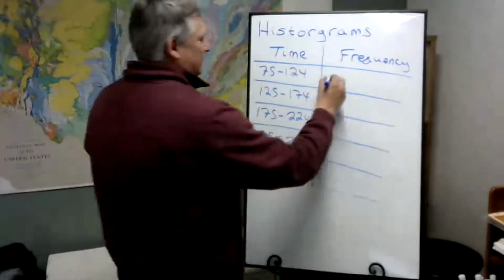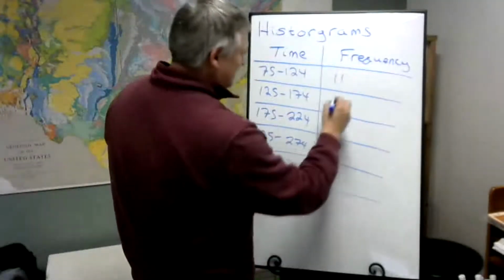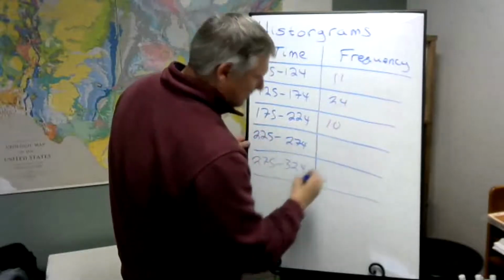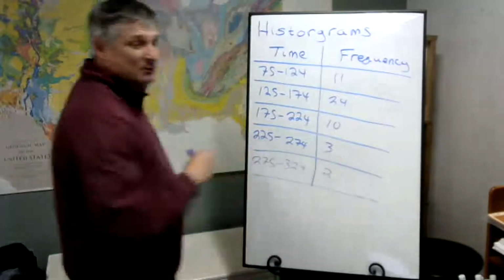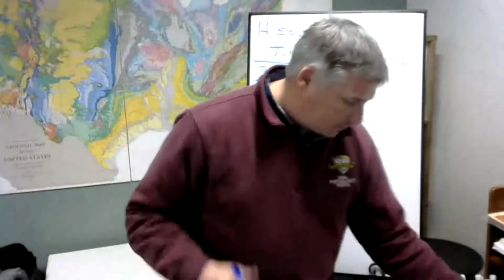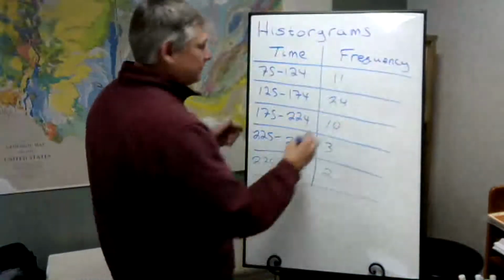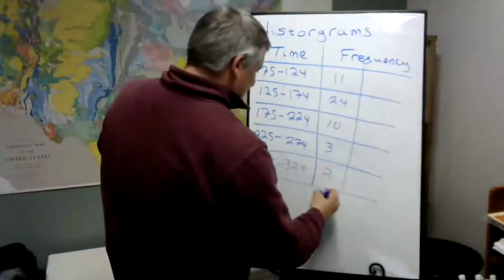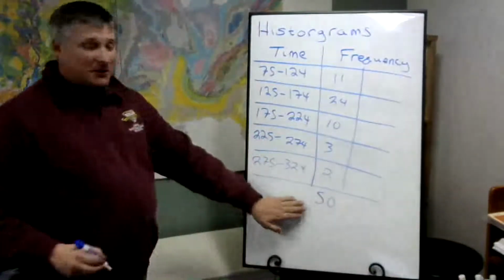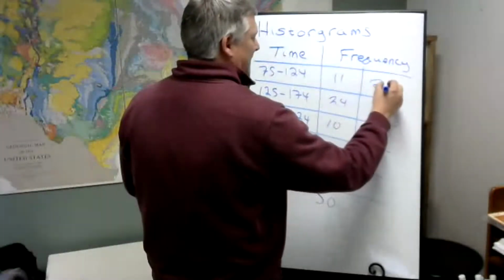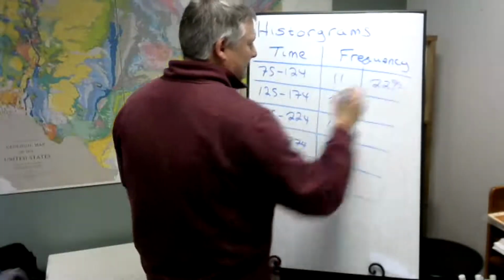And so the frequencies were 11, 24, 10, 3, and 2. Now, we could put these as relative frequencies if we wanted to. As relative frequencies, that means these would be percents. So the total that we have is 50. So 11 out of 50 is 22%.